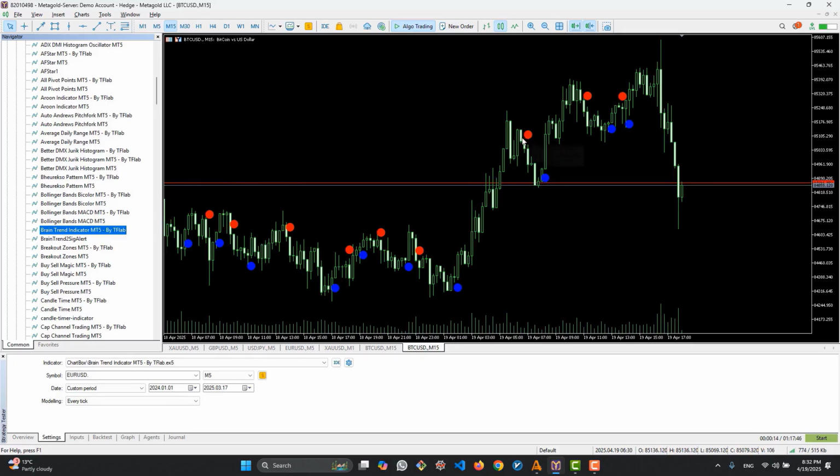And when we have red points, it indicates the start of a downward trend, and this area is considered a resistance area. Let's go over the settings of this indicator together.